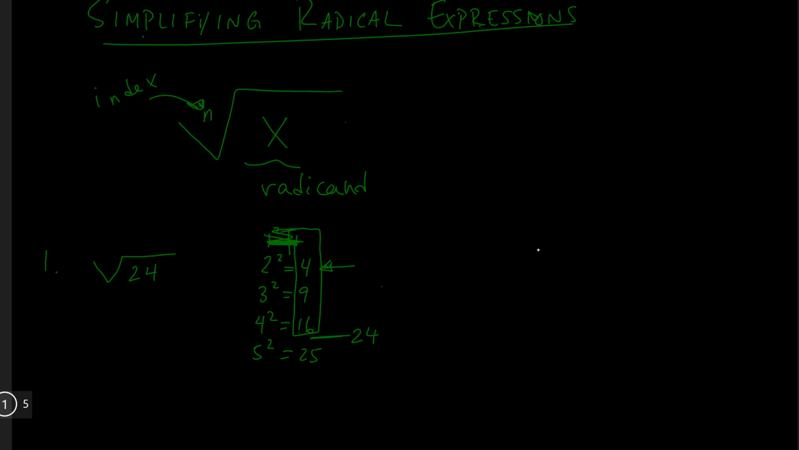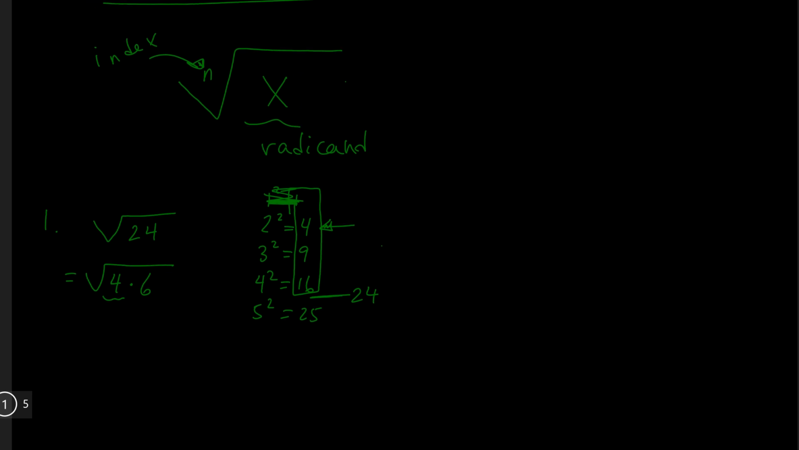Since we've identified 4 as the only perfect square factor, other than 1, of 24, we'll take 24 and write it as a product of its perfect square factor 4 and 6. It is actually important that you put the perfect square factor first here, just because it makes it easier to simplify as you move forward.